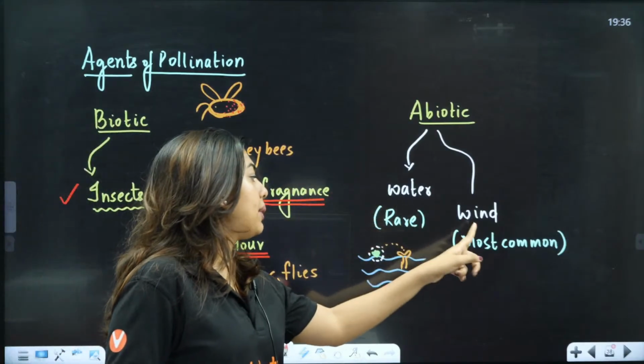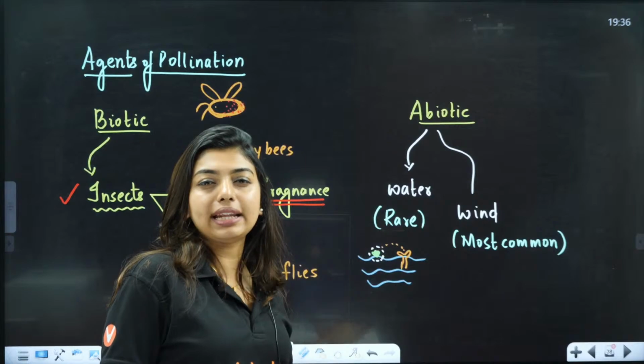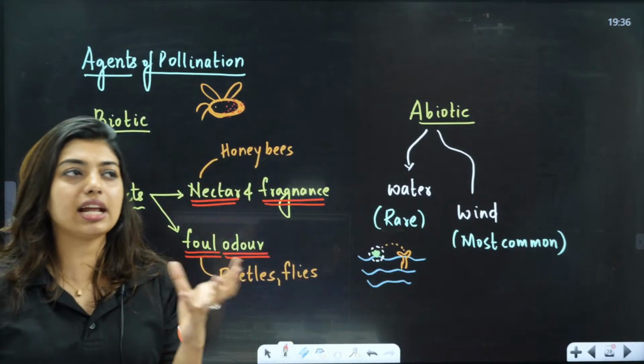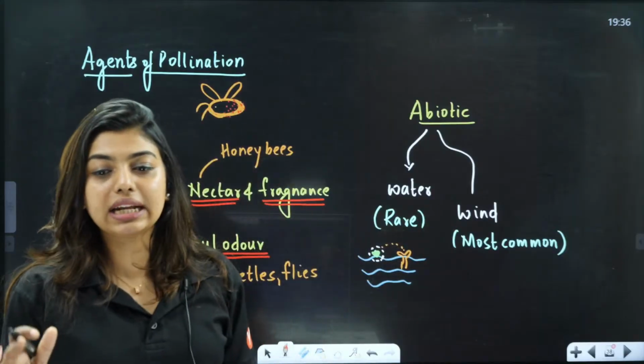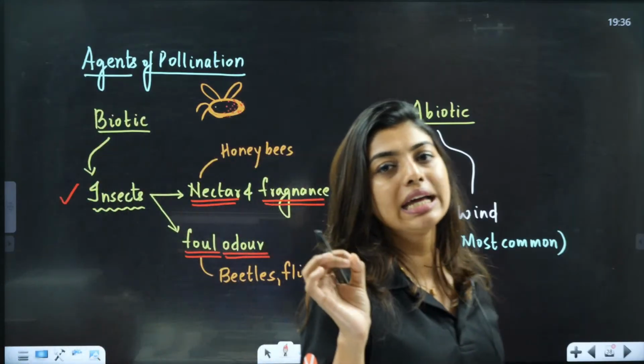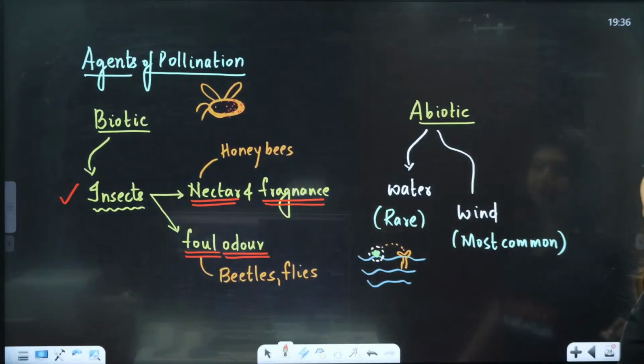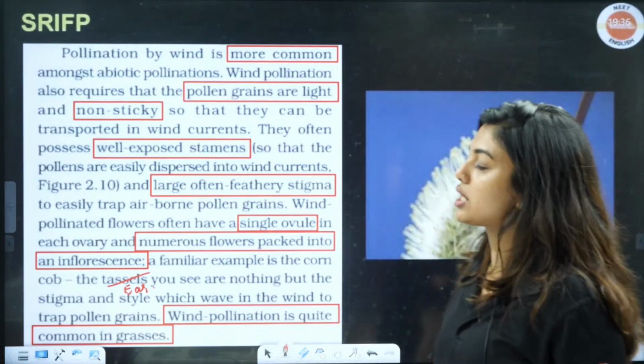Abiotic means water and wind. Water is very rare, students, because the chances of pollen grains and the egg meeting are very less. Wind is the most common. So they ask which is the most common and which is the rare. Okay, hi Praveen. Now this is what you have to study.